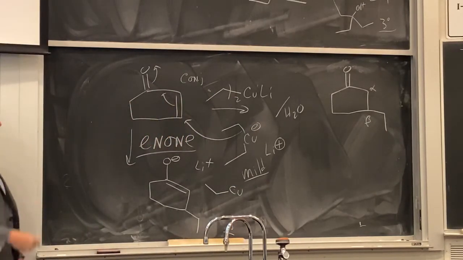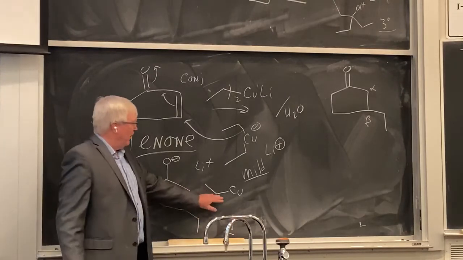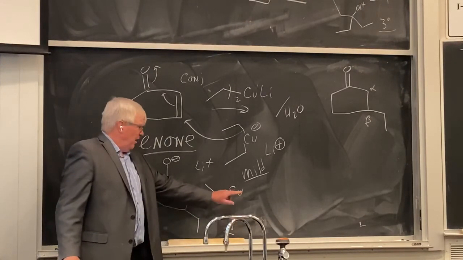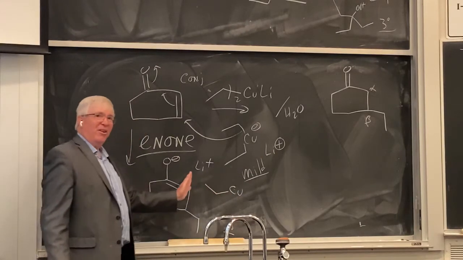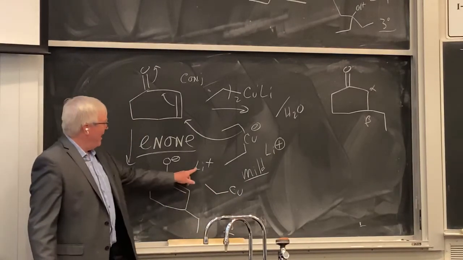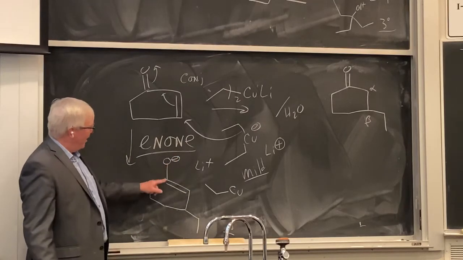Cuprate has 2 alkyl groups. This is just ethyl copper. And again, this is a late transition metal, copper 1 oxidation state. And that's really the end of the road for the copper at that point. But you have the lithium, the countercation here for this structure.